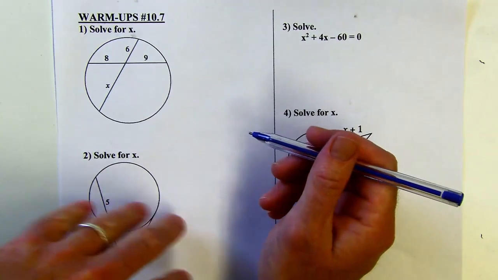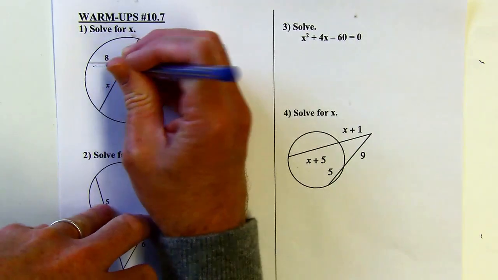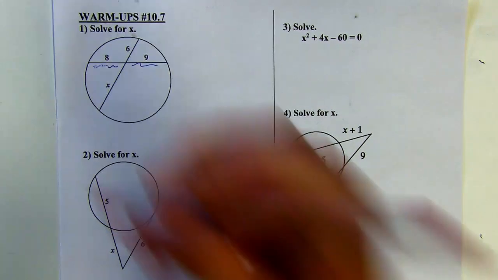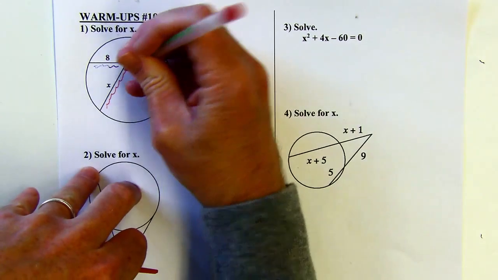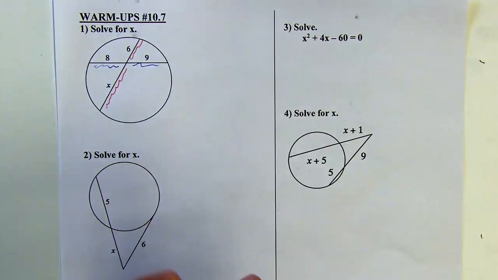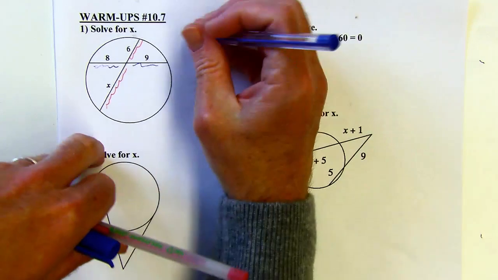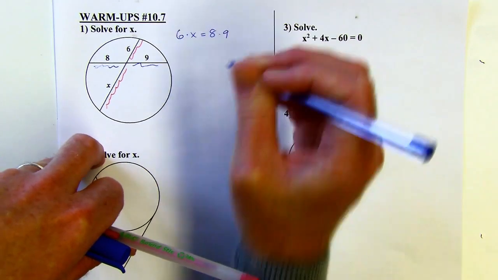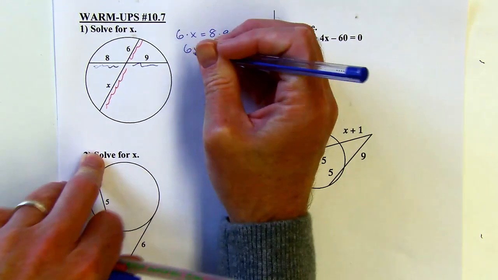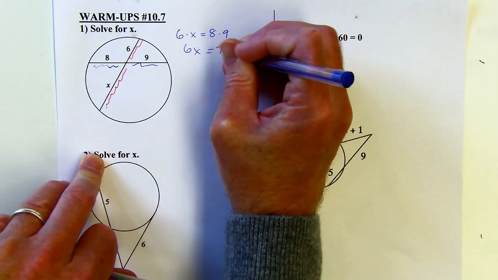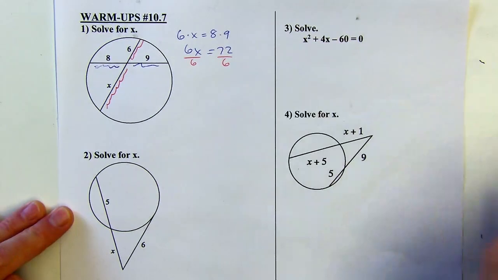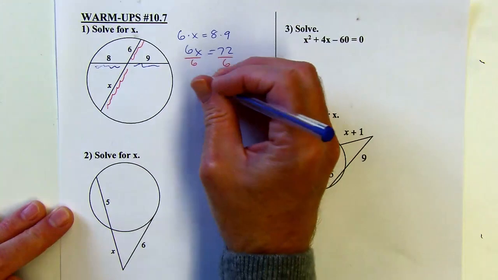relationship between the segments. So if I take these two parts, the 8 and the 9, and multiply them together, that will be equal to the product of these two parts. So, in other words, 6 times x is going to equal 8 times 9. Okay, and then so that means 6x is going to equal 72. And we can divide by 6. And x will equal 12.